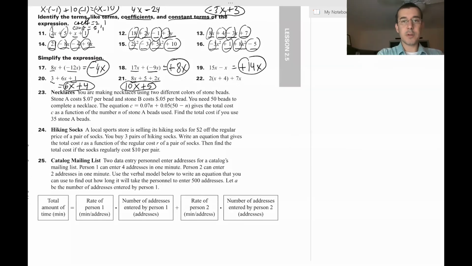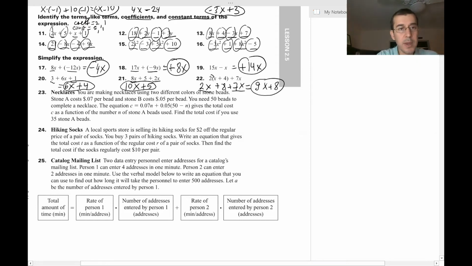Okay. 22, we're applying the distributive property. So we're multiplying 2 with x, that's 2x. 2 with plus 4, that's plus 8, and plus 7x. Adding up like terms, 2x and 7x, that's 9x, and plus 8.